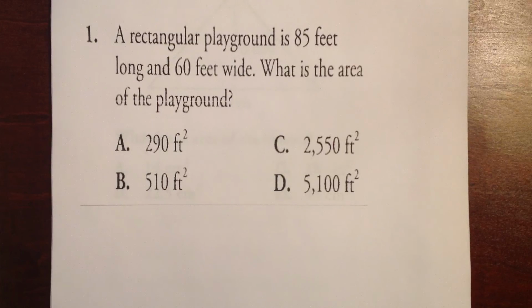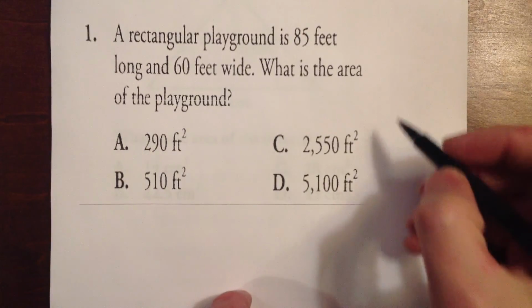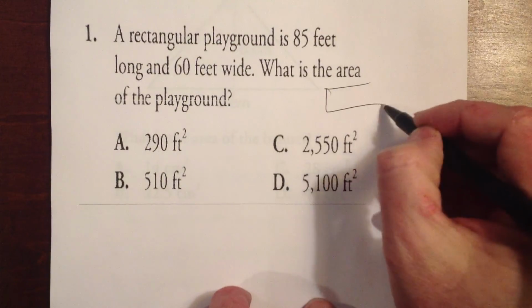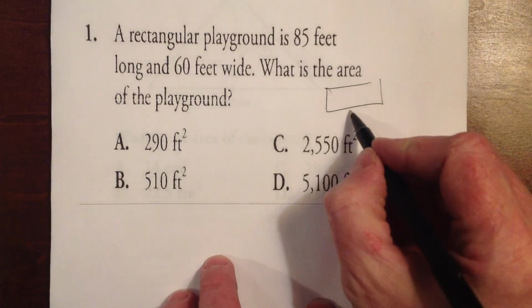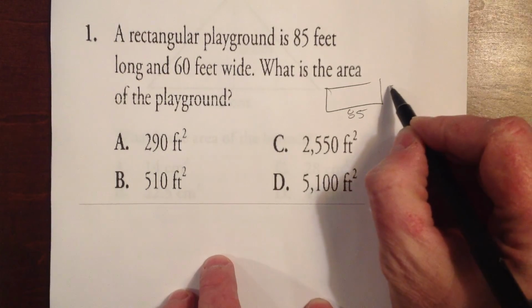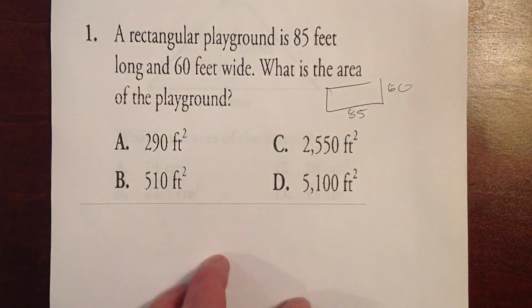And we have question number 1 here, and it states a rectangular playground, and again we can always draw a picture if we want to, that might help us, is 85 feet by 60 feet, 85 by 60. What is the area? Well, area is basically length times the width, or however you want to look at it.